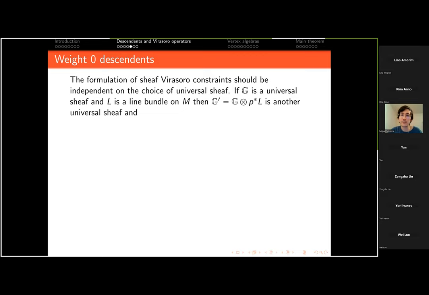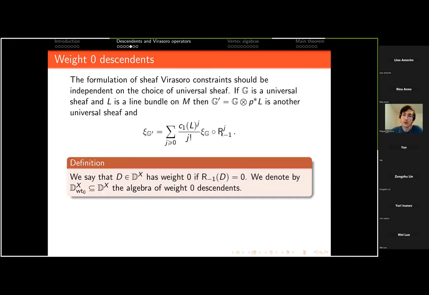So if I have universal sheaf G, then I can get another universal sheaf G prime by tensoring with a line bundle pulled back from M. And the two geometric realizations, this is a very easy computation, are related by this formula, where this R minus one is exactly one of the derivations that I defined before. This R minus one plays a kind of special role. So what you see here is that if R minus one of D is zero, then the geometric realization with respect to G prime is equal to the geometric realization with respect to G. So it makes sense.